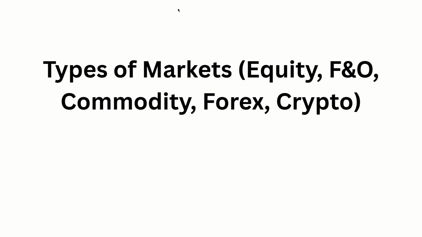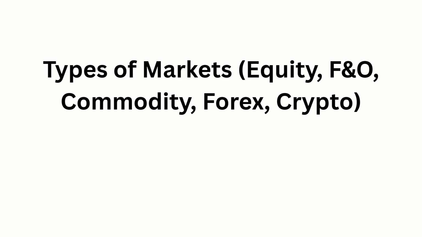Today in this video, as you can see on the thumbnail, we are focusing on the types of market. So basically there are five types of market in the financial world. The first one is equity and FNO. FNO full form is futures and options.